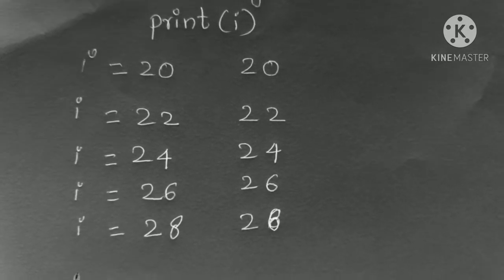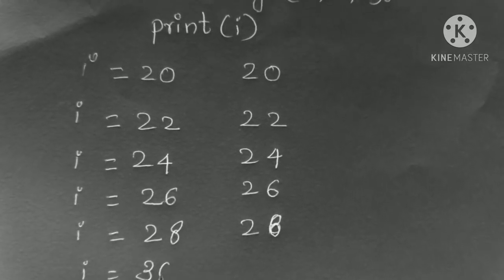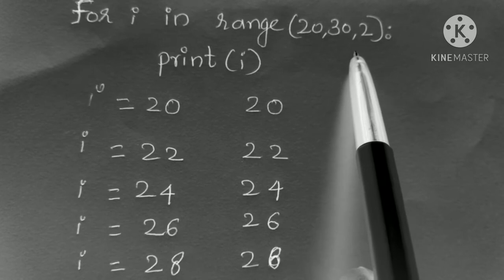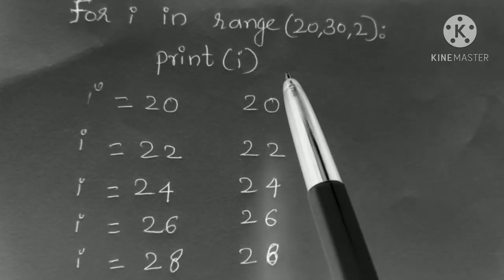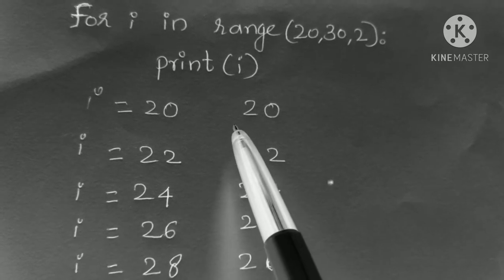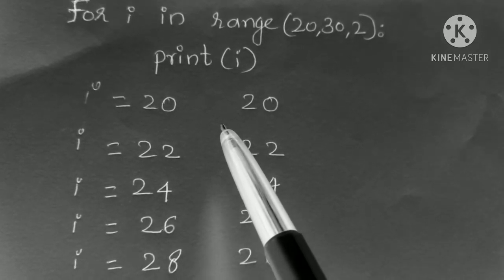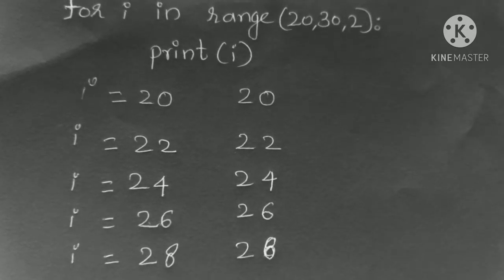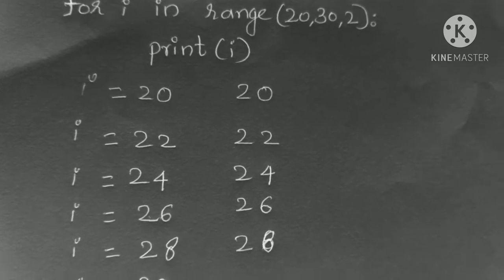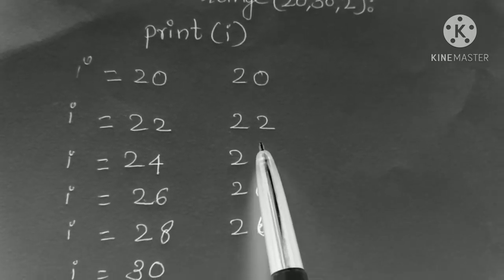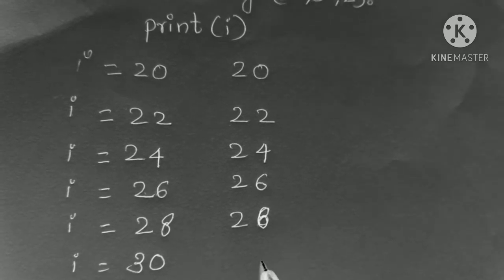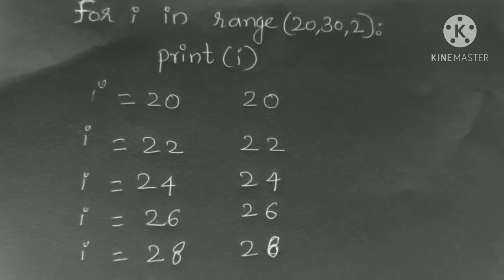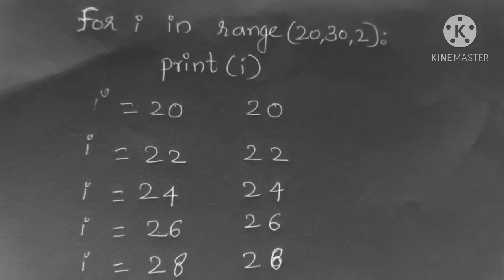Then next time I is equal to 30. When I is equal to 30, this condition will fail. It's not satisfied, because for I in range(20, 30) means it will execute till 30, so the value 30 is not included in the range. So the answer is 20, 22, 24, 26 and 28. Okay children, this is one way to use a for loop. Now I will explain one more way to use this for loop.